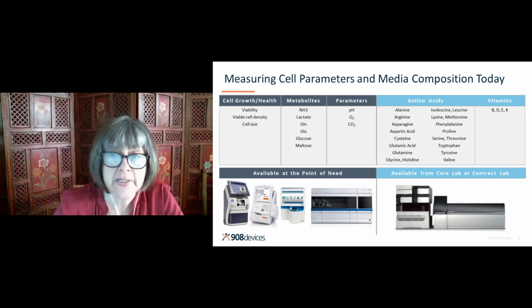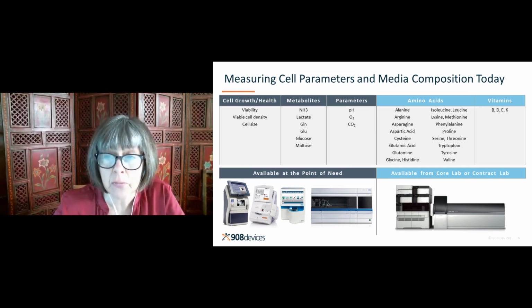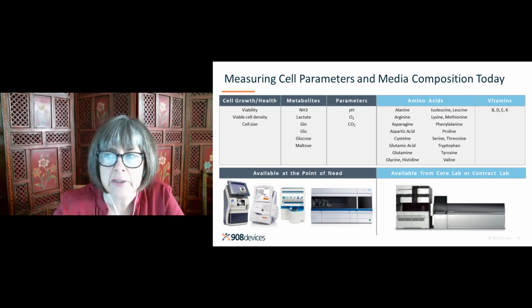So what are the tools that we have at hand to measure the cellular and the extracellular environment for these cells? Well, very well-established methods are available to measure viability and viable cell density and cell size, key metabolites such as lactate and ammonia and others, and of course, physical parameters. And these tools are available at the point of need, usually at line or online. What is, however, not available, usually at line right next to the bioreactor, are methods to measure amino acids and vitamins, which are key nutrients in cell culture medium.